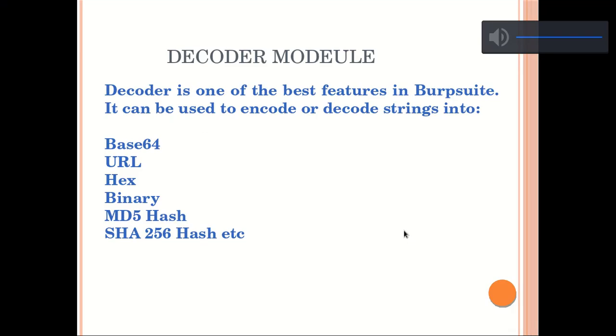Hello friends, today in this video we will be discussing the decoder module of Burp Suite. Well, decoder is one of the best features in Burp Suite. It can be used to decode or encode strings into base64 encode or decode, URL encoding decoding, hex encoding decoding, binary encoding decoding, or sometimes into some hash formats like MD5 hash, SHA-256 hash, etc.